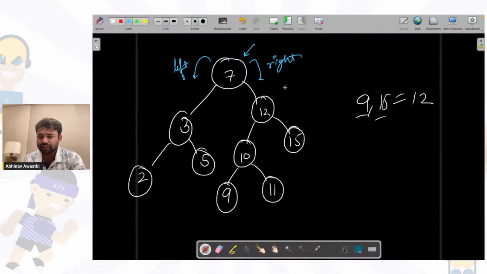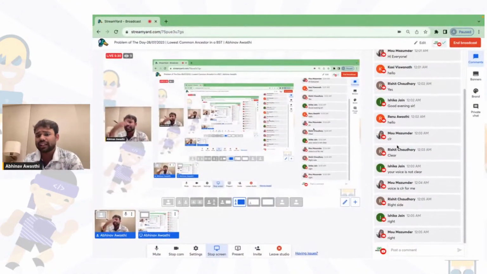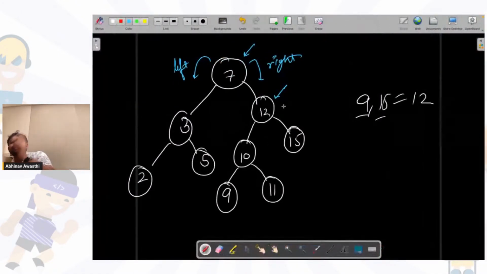Now let's say we are here. Now for this 12 you can see, 9 is less than it and 15 is greater than it. So they both are not on the same side. Whenever this case happens, that one is on the right and one is on the left, we will simply say that this particular node is the LCA.